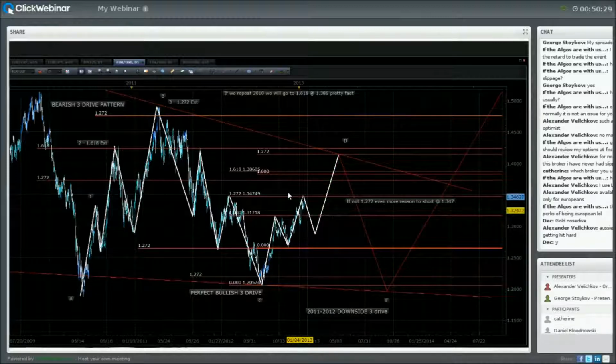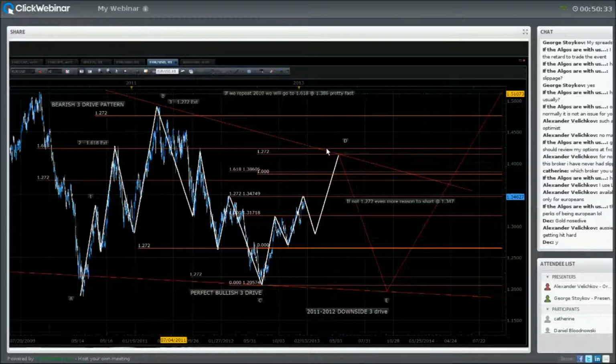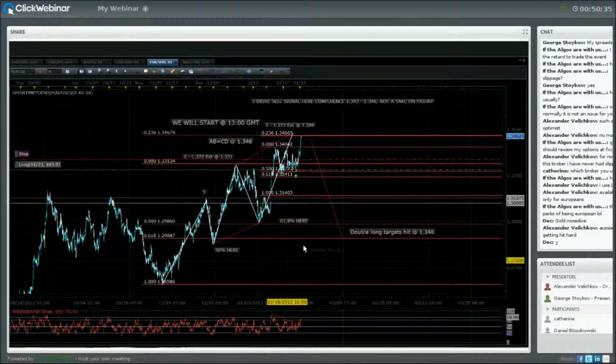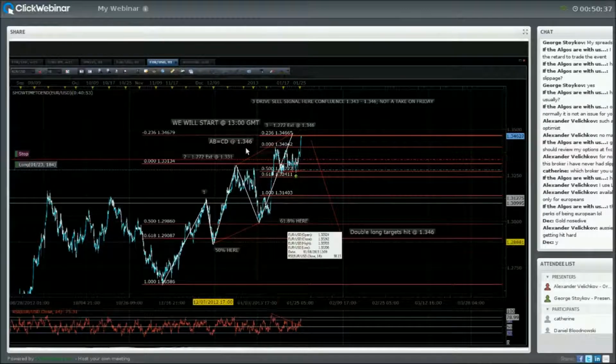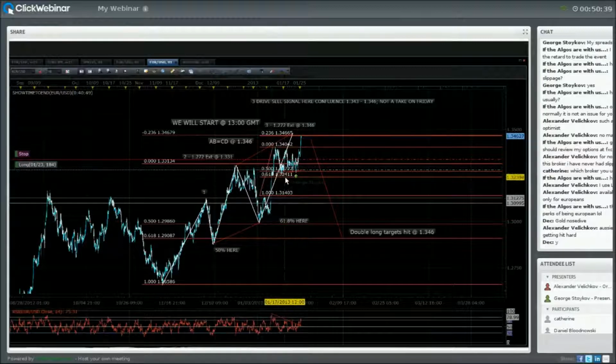However, this of course needs to be validated. And the way that we are going to validate this is now I'm going to move to the 1 hour time frame to explain this. Now, on the 1 hour time frame, we just hit a series of wonks hit targets.